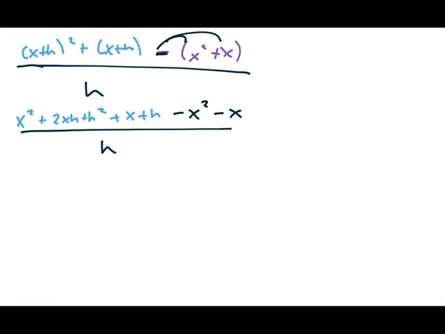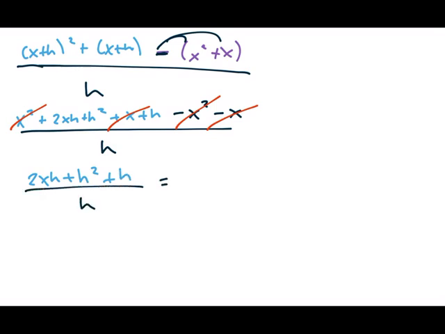And now I'm going to simplify what I can simplify in the numerator. So x squared and negative x squared is 0. Negative x and positive x is 0. So what's left here? 2xh plus h squared plus h. And all of this is over h.